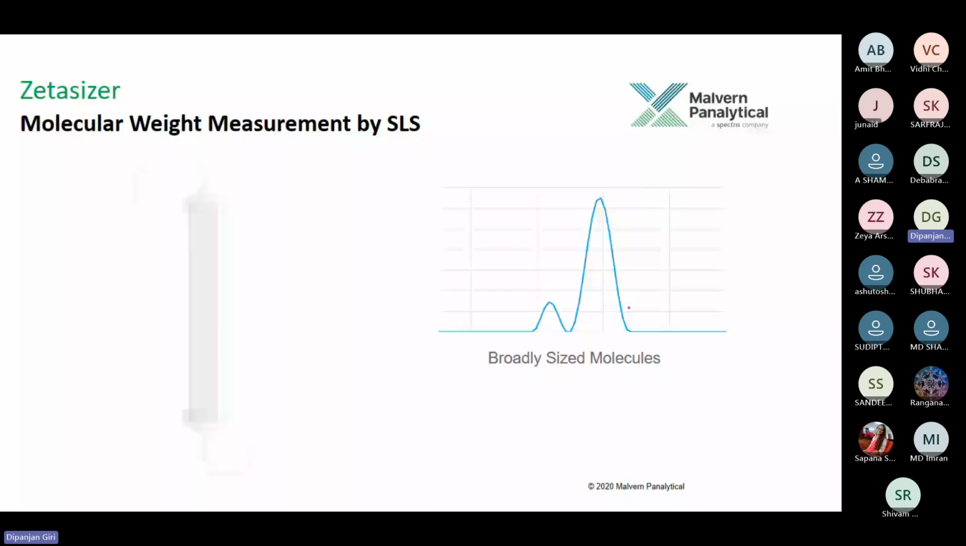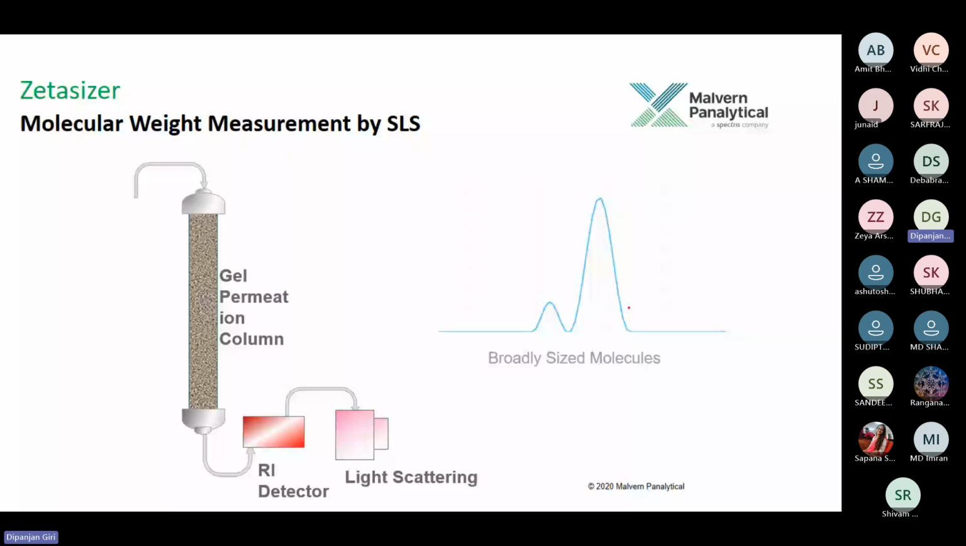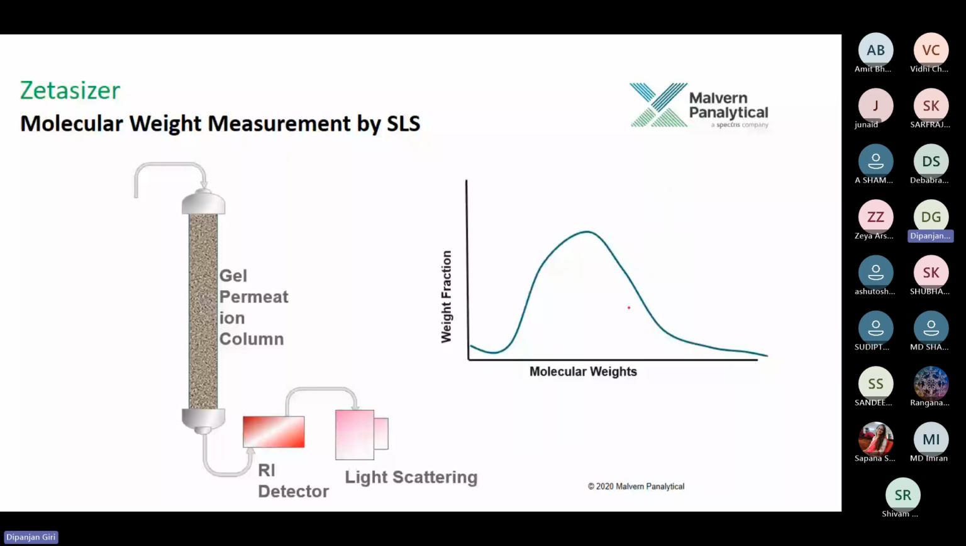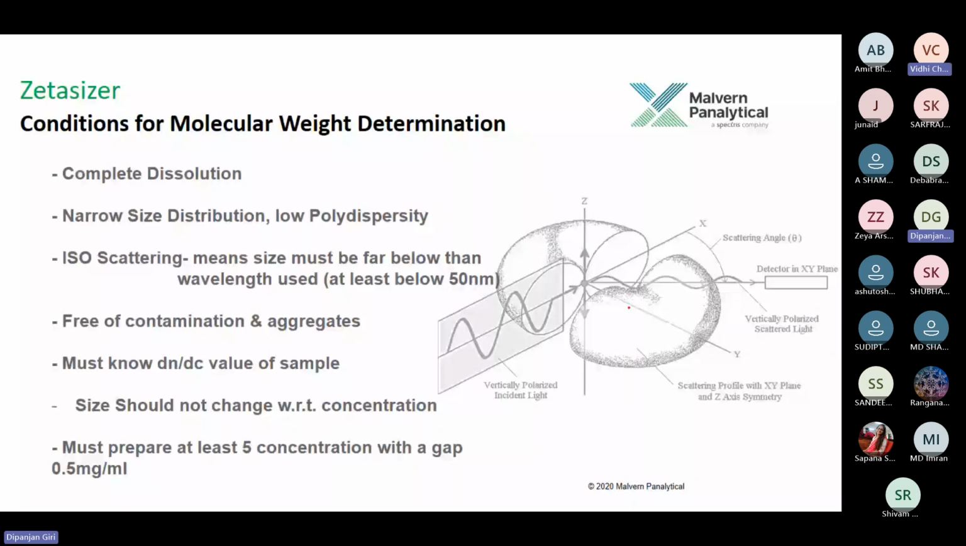For that, we have different techniques, that is gel permeation chromatography with light scattering detection. You will get a full distribution, and with the same equations, you can get the molecular weight of each component, with detailed characterization properties. So these are the few conditions for the molecular weight calculation with the SLS method. It should have complete resolution. It should be a narrow size distribution, low polydispersity. It should not be a very broad one.